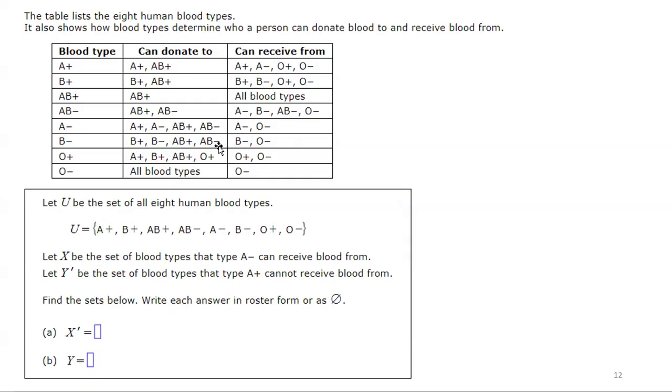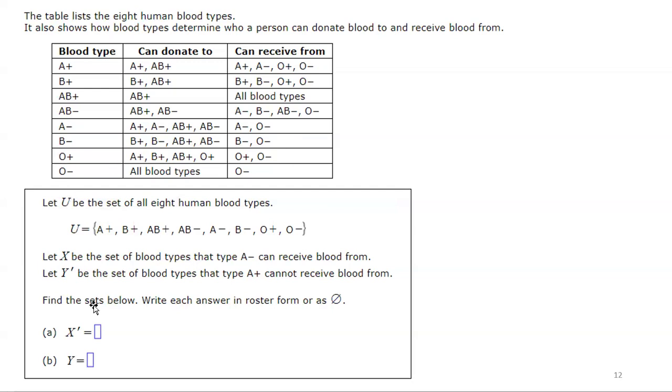However, if I'm B negative, I can only receive blood from B negative and O negative. If I get blood from AB negative or AB positive, that's going to be really bad. I can probably die. So I can only receive blood from B negative and O negative. Does that make sense?